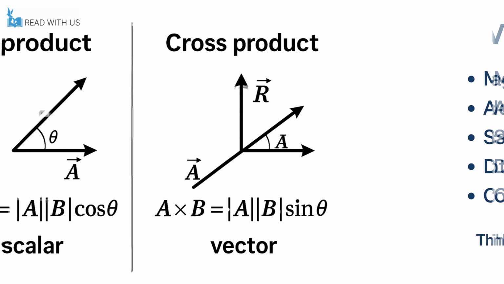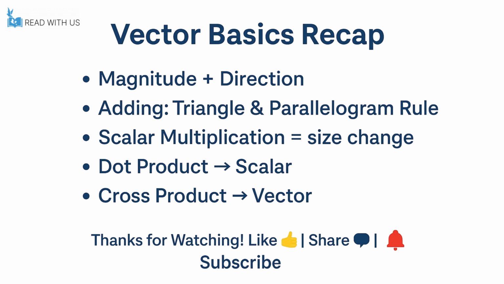So to summarize, a vector has magnitude and direction. Vectors can be added using triangle or parallelogram rule. Scalar multiplication changes size but not direction. Dot product gives a scalar. Cross product gives a vector.